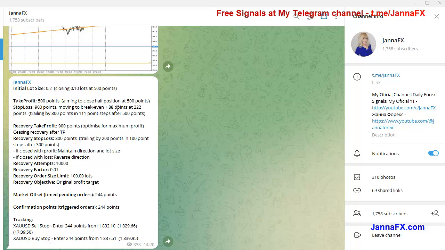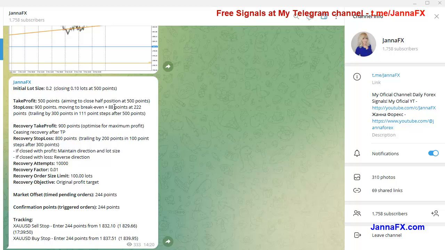88 points, that means the break even will be at 8 pips, so you will still have a little profit if it turns around by 8 pips. So I add a little bit more just because of the spread, and expecting there could be slippage. So that's why it's not just 80 points, it's 88 points. Just give it a little bit more.